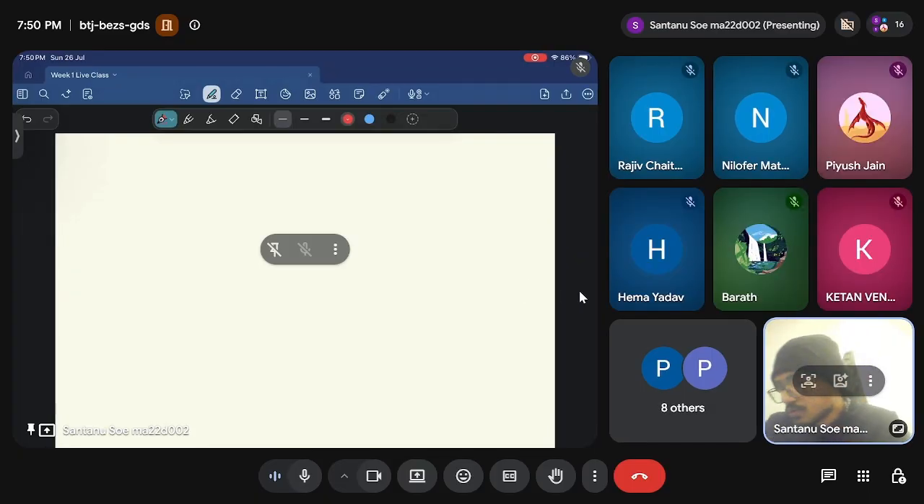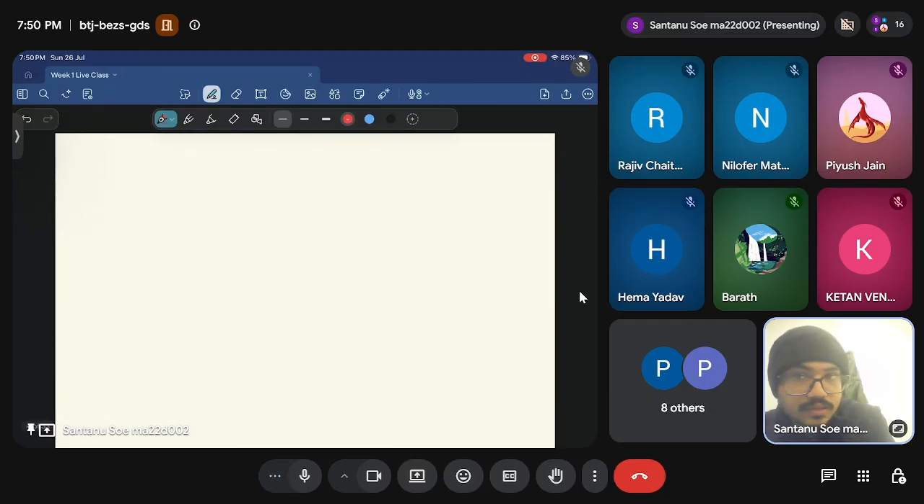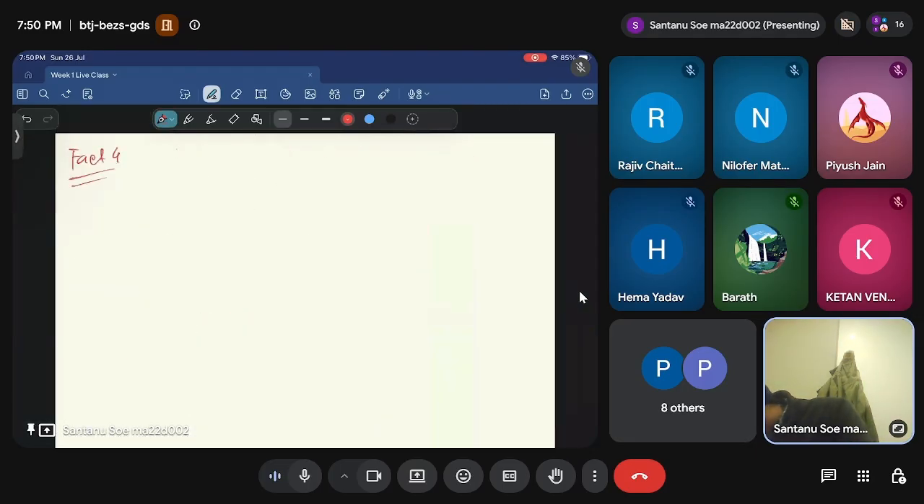Okay, so open 0 1 is actually uncountable because of the Cantor diagonalization. I think you might have seen it probably in the lecture videos, right? So this is gonna be fact 4: the set open 0 1 is uncountable.